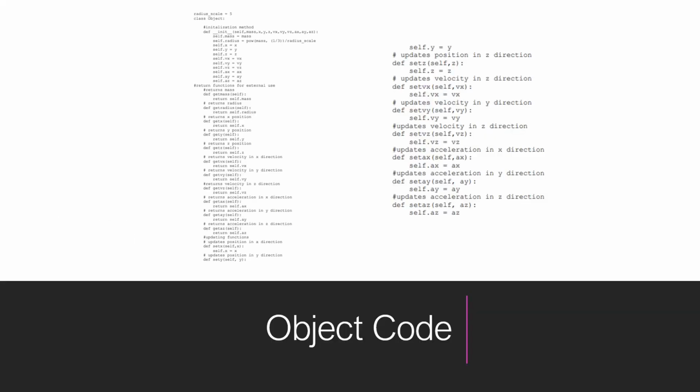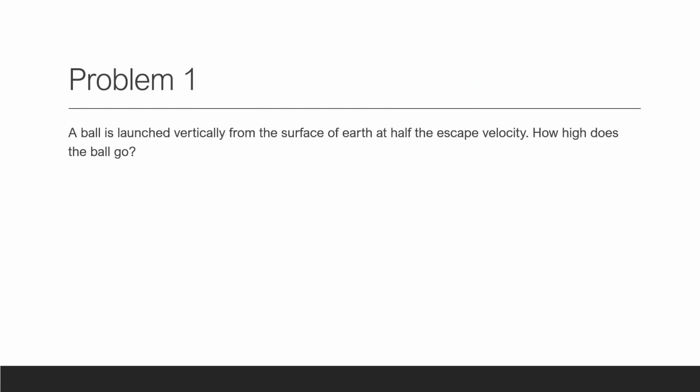Next, we look at the object code, which basically is making the objects that are seen in the simulation and setting all the parameters for the velocities, the directions that they're going, the accelerations, etc. Next, we have our first problem.